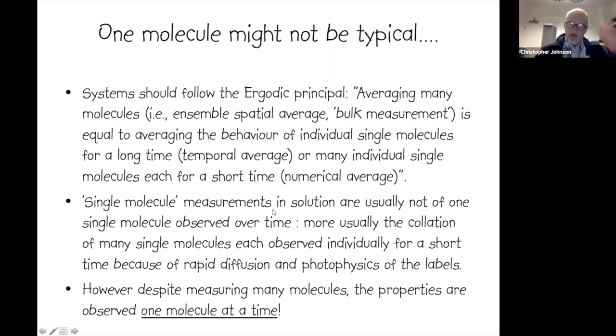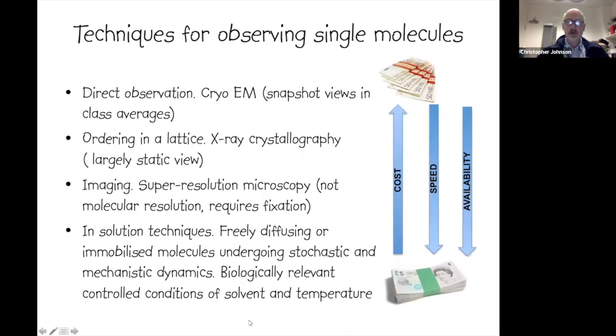So typically, when we talk about single molecule measurements in biology and in solution, we're not usually talking about being able to measure or observe single molecules for sufficiently long time to recapitulate an ensemble average. What we're normally doing is looking at many, many single molecules and observing them for a short period of time. And this is because the molecules are diffusing, and we might also have photophysics or bleaching of our fluorescent labels that we require to be able to observe the molecules. But despite measuring a lot of molecules and then averaging them, the properties of the molecules are observed one molecule at a time. So it's still a single molecule measurement.